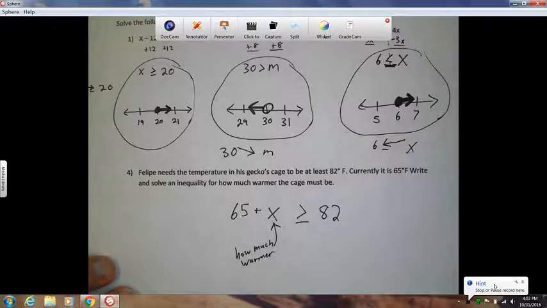But this is why it's an inequality, because it doesn't just have to be 17 degrees warmer. It could be 18 degrees warmer and that would still work. Or 19 or 20. So make sure to study these notes, take the Edmodo quiz, and add annotations so I can see that you are writing what this stuff means.